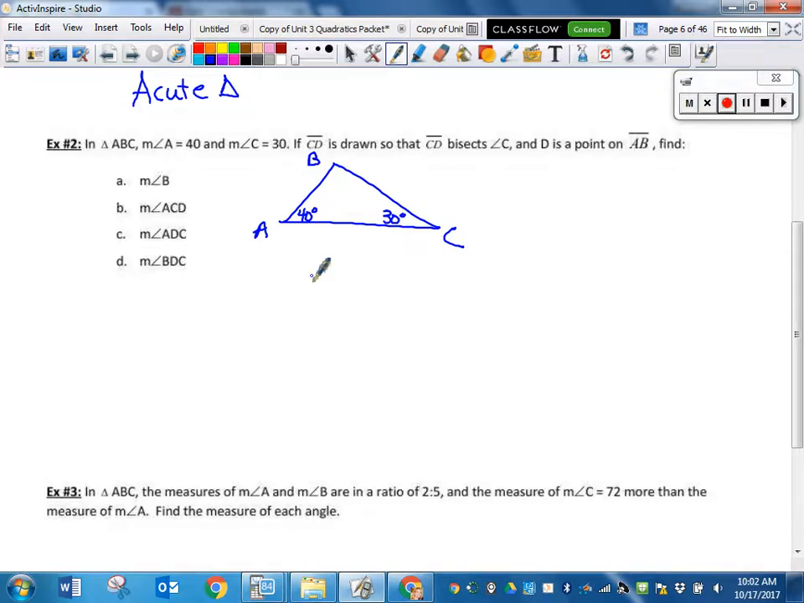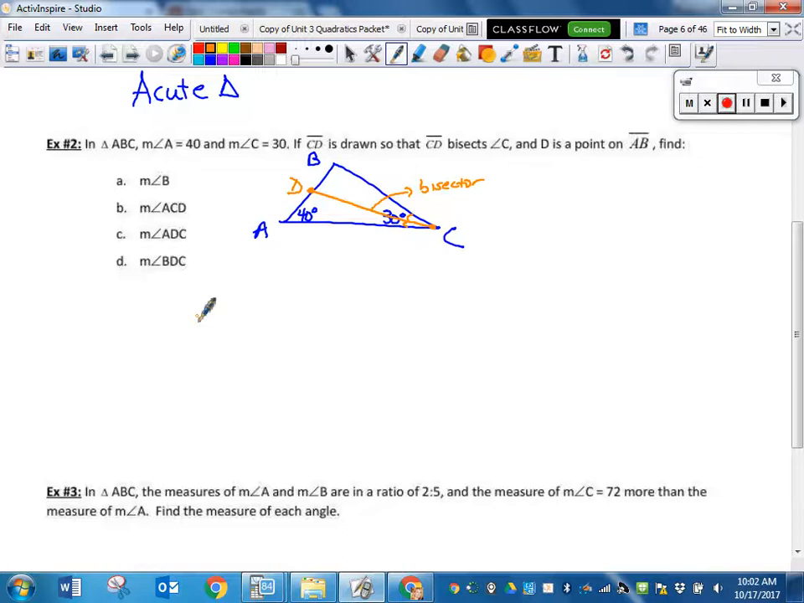And if CD is drawn so that CD bisects angle C, if it bisects it, it splits it into two equal angles. So I'm going right up the middle of that angle, and I now know, if this is a bisector, that those angles are equal. And this is going to be D where it ends, as they told me to name a D on AB. Find the following.